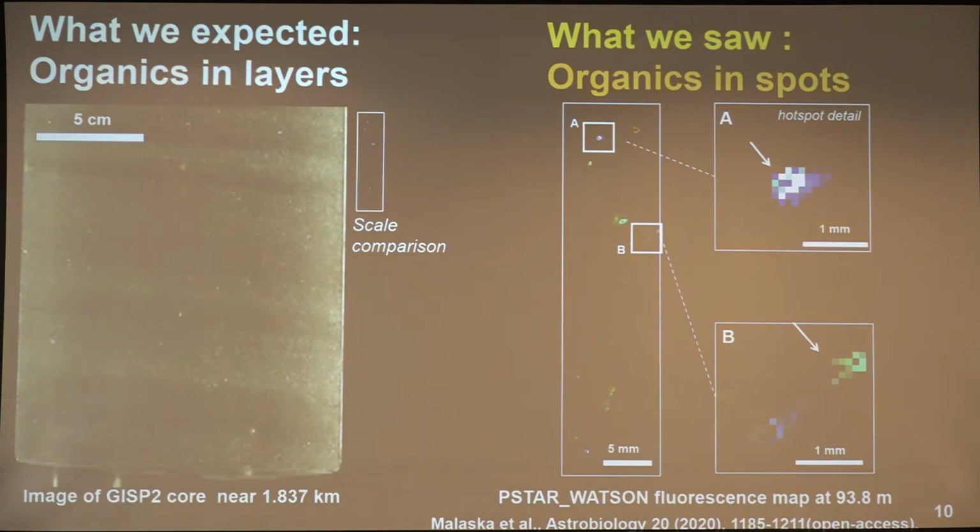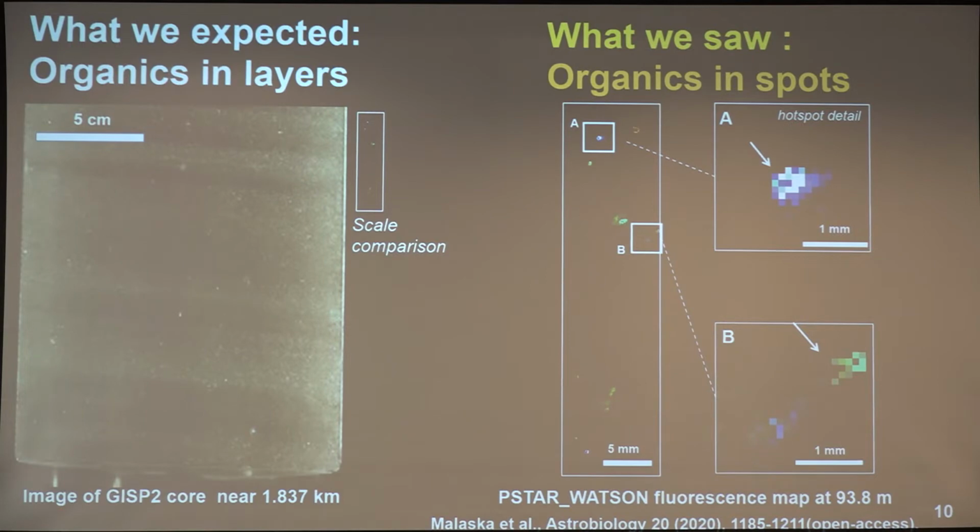Here's an image of the GISP-2 ice core, which is taken maybe a few kilometers away. This is at a particular, much higher depth, but same sort of deal. You'd expect glacial layers and deposition. When we lit it up with fluorescence, over on the right, we saw something very, very different. We did not see layers, we saw spots. And we saw these little fluorescent spots.